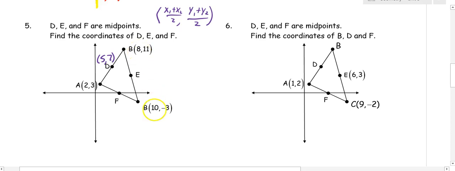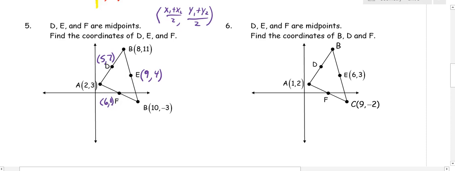When we do E, 8 plus 10 is 18, divided by 2 is 9. And then 11 plus negative 3 is 8, divided by 2 is 4. For F, 2 plus 10 is 12, divided by 2 is 6. And 3 plus negative 3 is 0, divided by 2 is still 0.